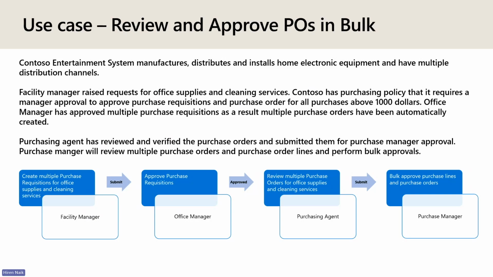Once the office manager approves the purchase requisitions, it will automatically create the purchase orders, which will be reviewed by the purchasing agent. Once the purchasing agent reviews the purchase order and submits it, it will eventually go to the purchase manager. The purchase manager will review the purchase orders and also do bulk approvals, because multiple purchase orders have come through and you would like to take action in bulk in one go. So that is the use case.